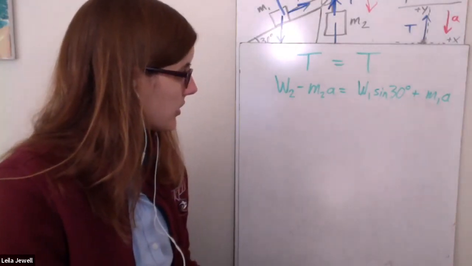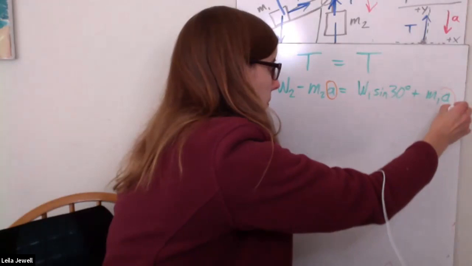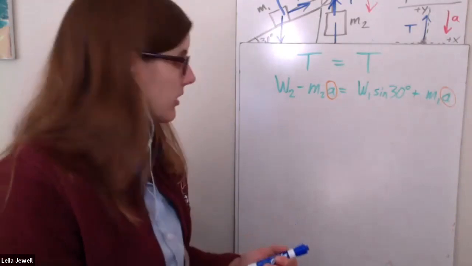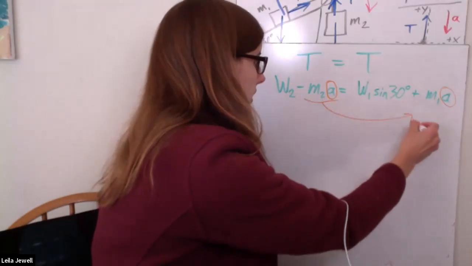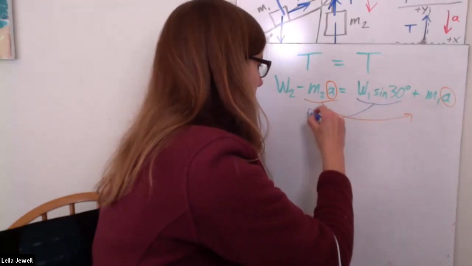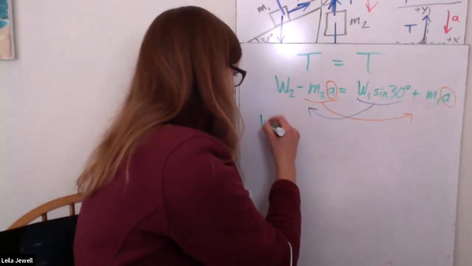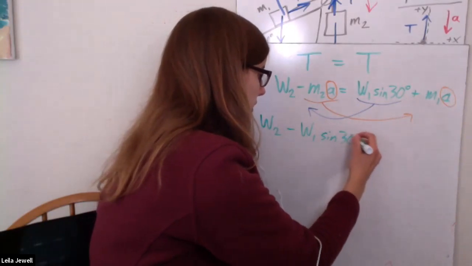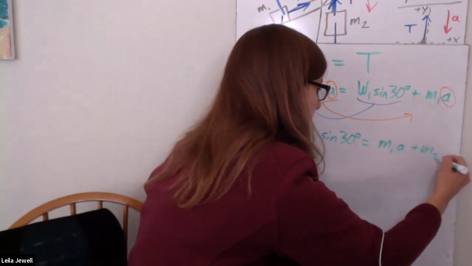All right, so I need to now solve for A, right? That's what I'm going to focus on. But notice I have two A's here. So what do I do? Well, I need to get them to the same side. So to keep everything positive, I'm going to add this M2A to the right side, and I'm going to subtract the W1 sine of 30 to the left side. So let's rewrite this. W2 minus W1 sine of 30 degrees is equal to M1A plus M2A.